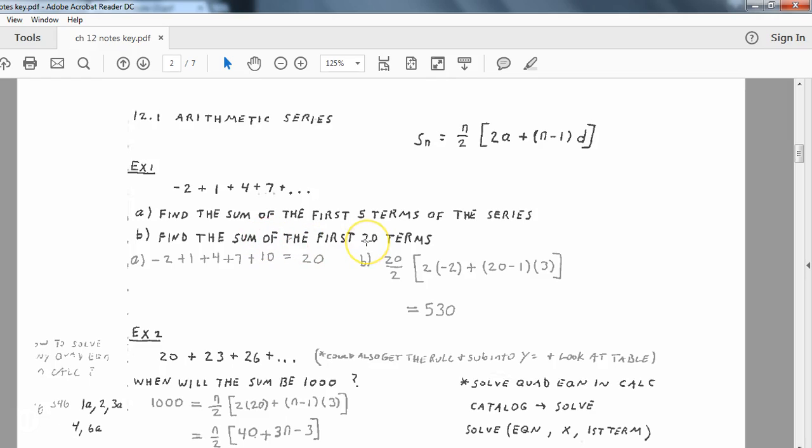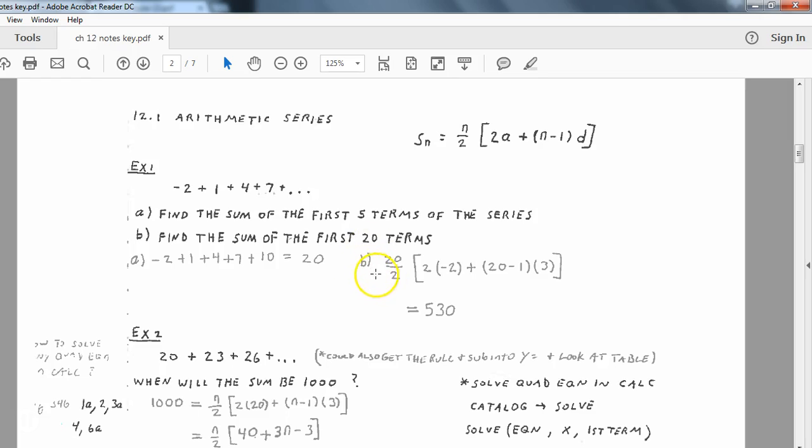Find the sum of the first 20 terms. I could find all 20 terms and add them all up, but we're talking about efficiency here. We want to do whatever is quickest and whatever is the most efficient. When it comes time to take a test, you don't have 5 minutes to do a 1-minute problem. So you want to make sure that we make use of formulas for the sake of efficiency.